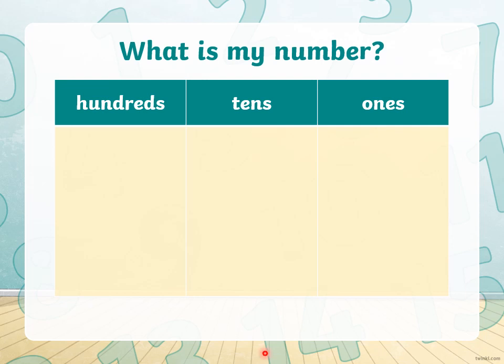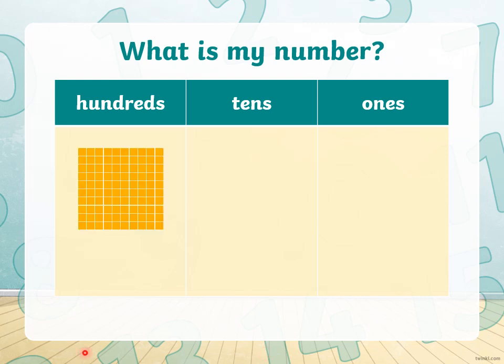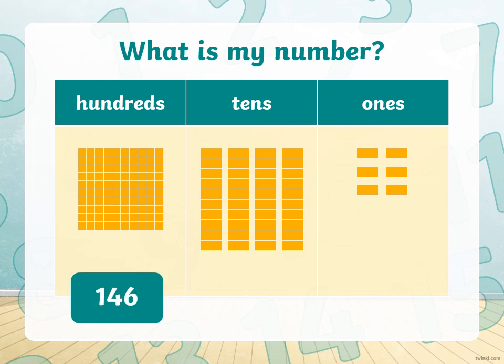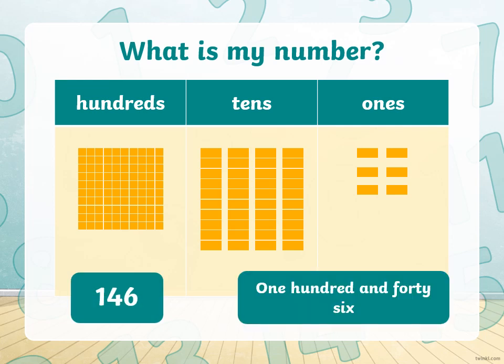Okay, what is my number? Let's have a look. We've got 100. Oh, we've got 4 tens. And we've got 6 ones. What's our number? Let's put it together. 146. Let's check. Great. 146 in numbers and 146 in words.